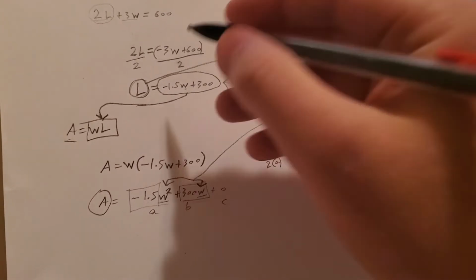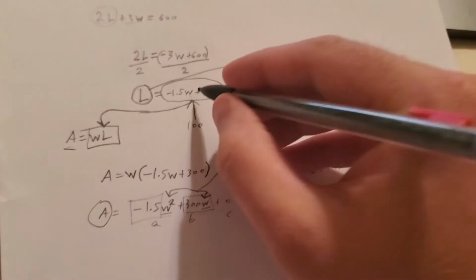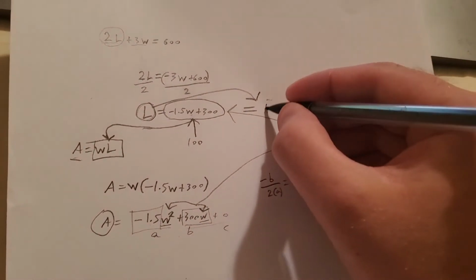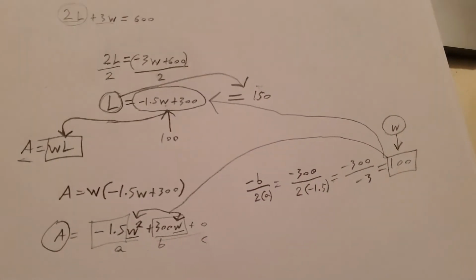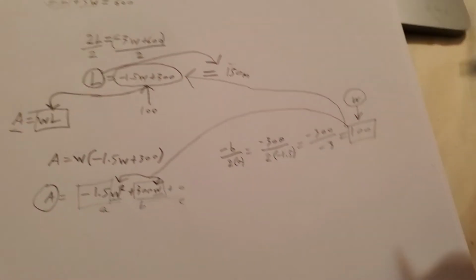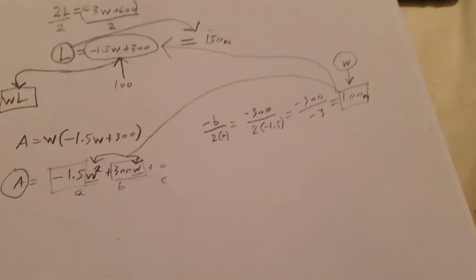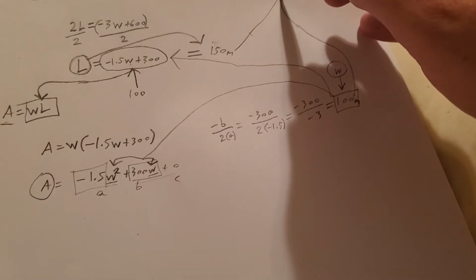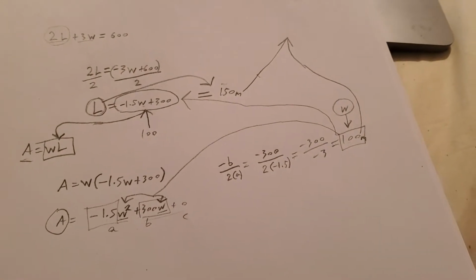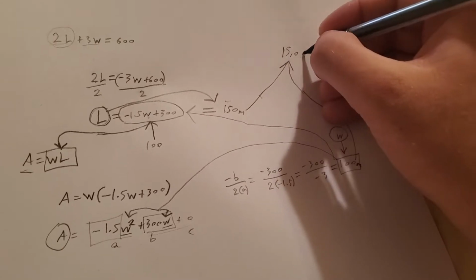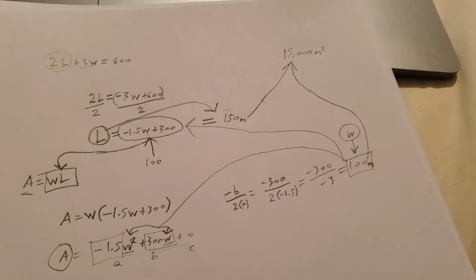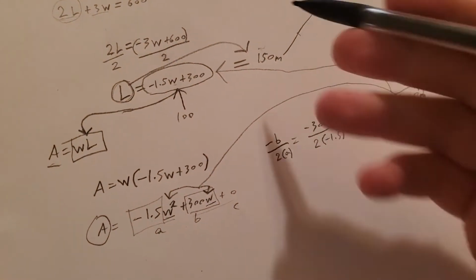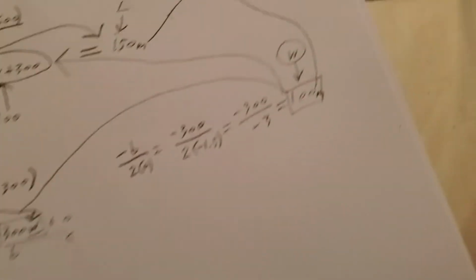I'm going to take 100. I'm going to plug the 100 into this W variable right here. And it gives me 150. Okay? 150 meters. These are being expressed in meters. And what is 150 times 100? 15,000 meters squared. That's the maximum area that we're going to get with these dimensions for the length and the width right here.